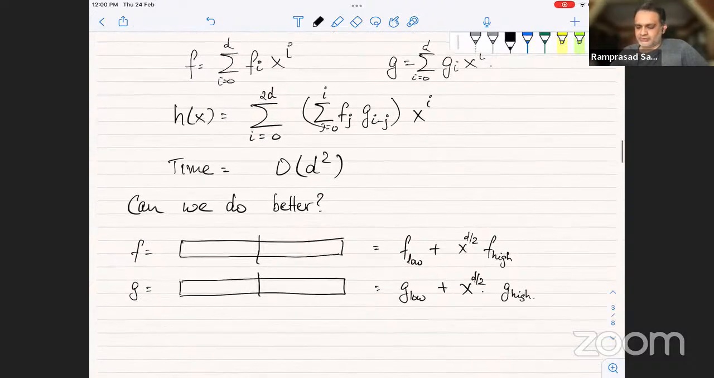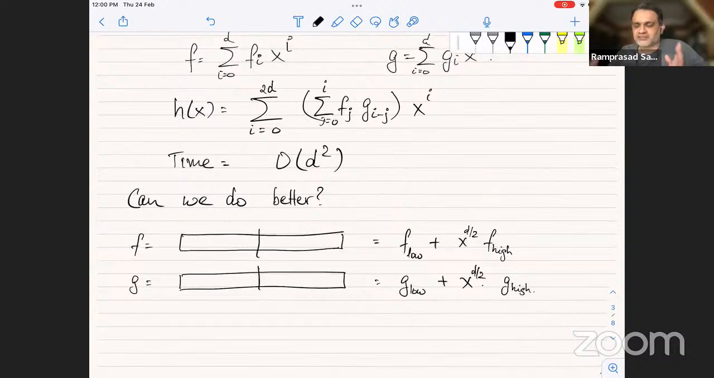Okay. So let's instead ask the following. Suppose you magically had some way of computing products of degree d/2 polynomials, because notice that all these four polynomials are of degree d/2. Their degree has halved in some sense. If I know how to multiply them, can I use that in some sense to compute the final product?